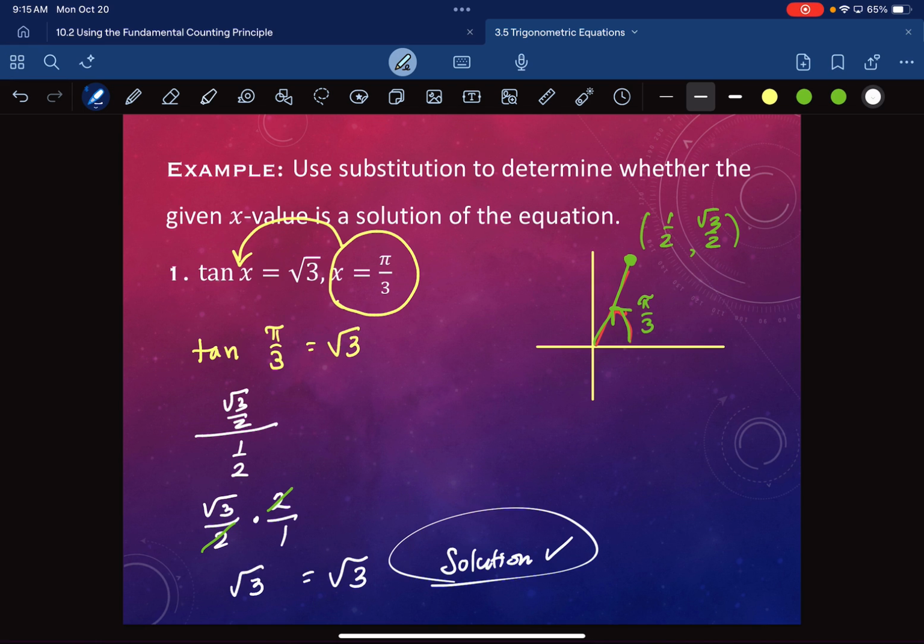Now, let's say that they had not given us pi over 3. They had given us, say, pi over 6. If we'd done pi over 6, the values here would have been flipped. I would have had 1/2 on top, square root of 3 on bottom. And as I got to the end of the problem, I wouldn't have gotten square root of 3 over there on the left-hand side. I would have had 1 over square root of 3. And if I rationalized it, I would have had square root of 3 over 3. Neither of which is the same as the right-hand side.